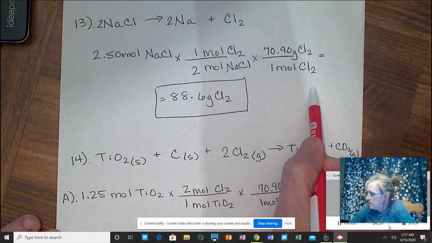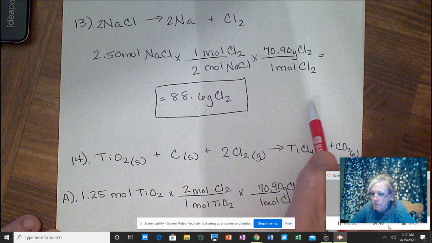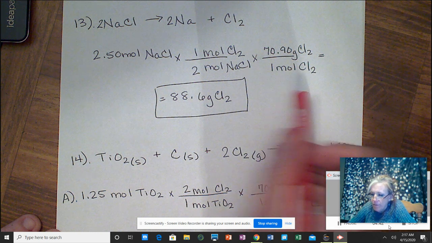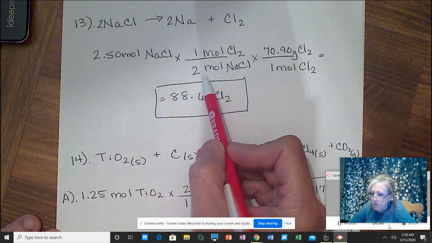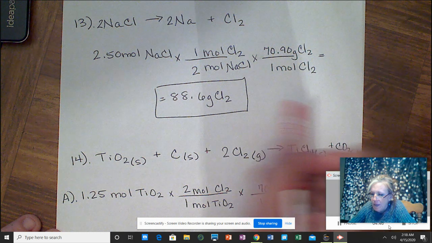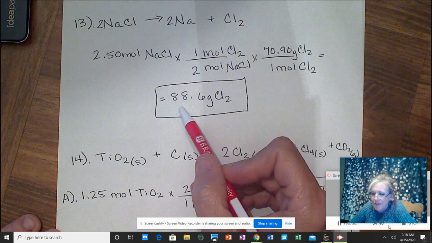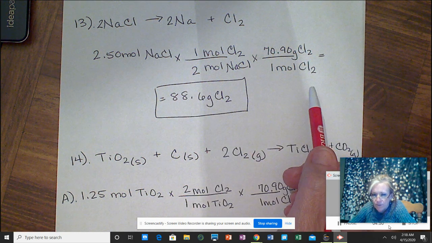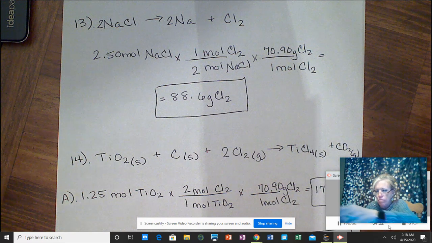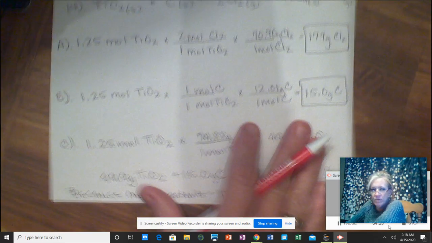Chlorine's diatomic, so of course we have to have 2 of those. Do the math. 2.50 divided by 2 times 70.90. We want 3 sig figs. We end up with 88.6 grams of Cl2, chlorine. Okay? All right. Moving on to 14.